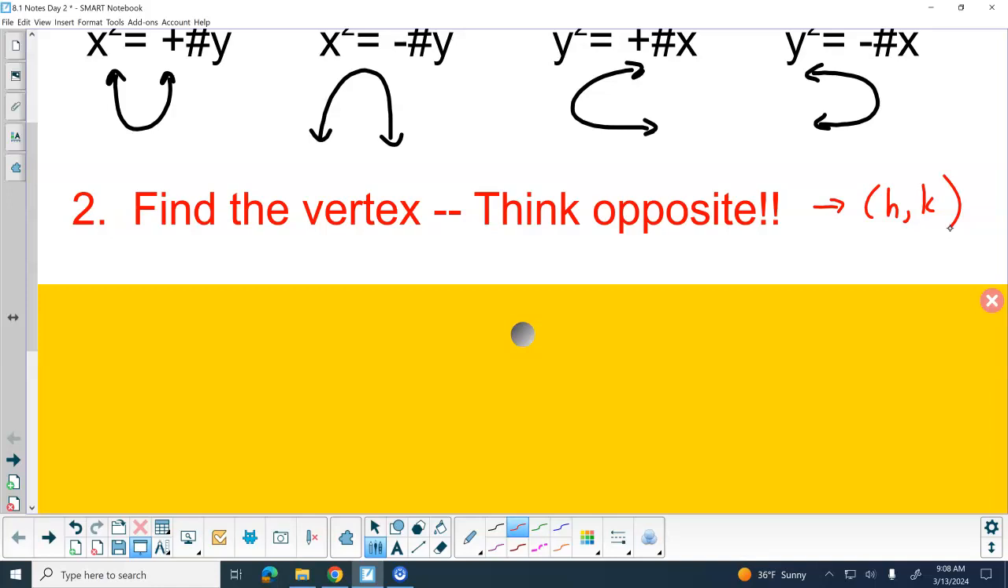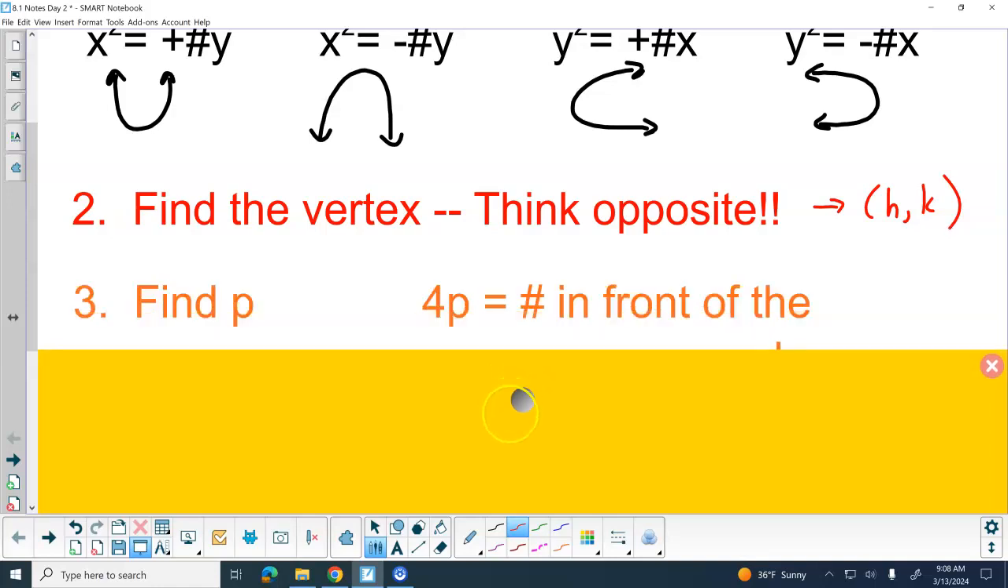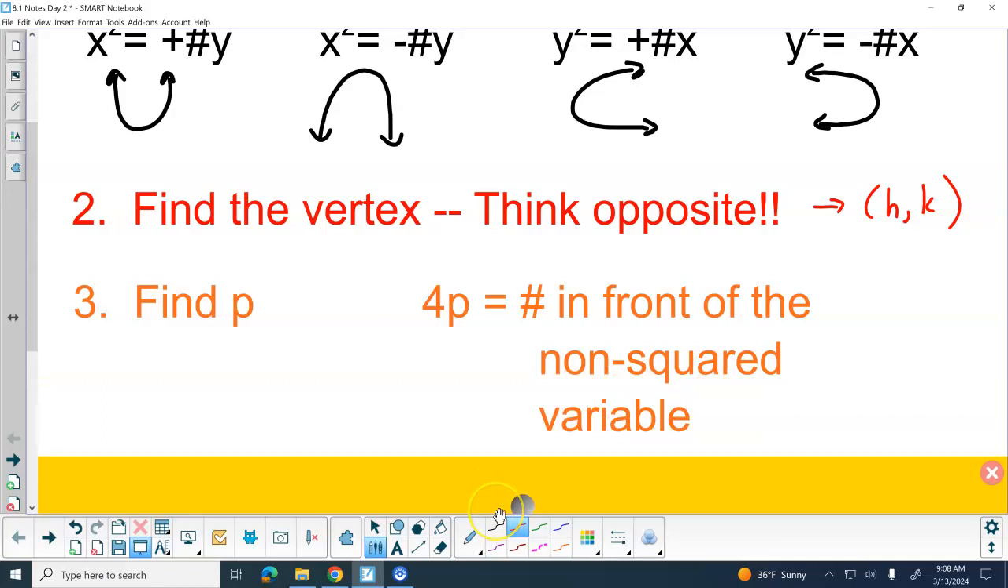Step number 3 from Monday was what? Find p. Okay, so we take that coefficient in front of our non-squared variable, and that's equal to 4p. So 4p equals the number in front of the non-squared variable, divide both sides by 4, and we get p. Okay? Now, p is important to us because of why? Why is p so important to us? That we need to find it here in step number 3.